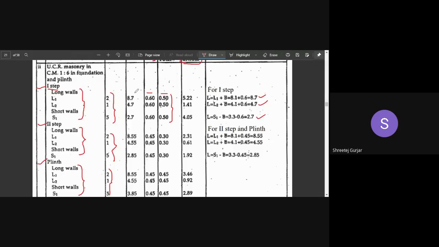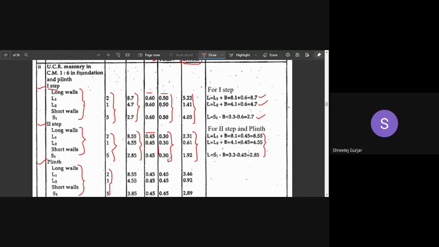So that is what we have done, and we have written it over here. Multiplying this, we get our quantities in meter cube. In your second step, up to your ground level, your depth is 0.3 and your width is 0.45. The length calculation I've told you how to do: for long walls, you add width, and for short walls, you reduce the width. So that is how you get your length, and multiplying this, you get your quantities in meter cube.